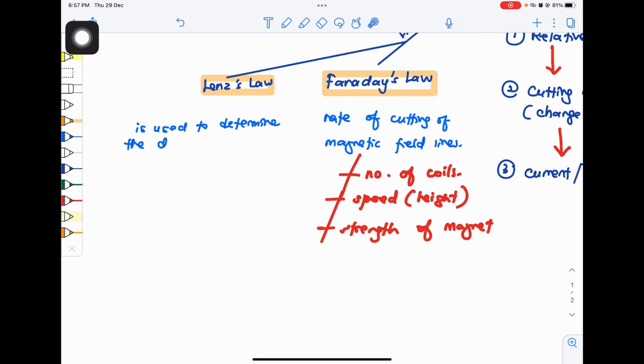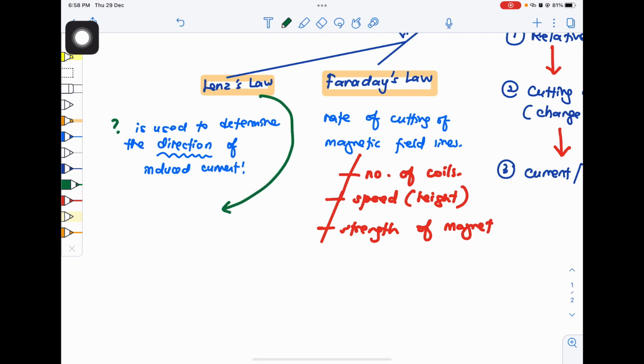When do you use Lenz's law? So Lenz's law is used to determine the direction. Kita nak tahu the direction of induced current. Ataupun now, how do you use Lenz's law? Jadi senang lah. Lenz's law states that, ini when bila kita guna. But what is it? Dia punya definition ataupun dia punya law lah.